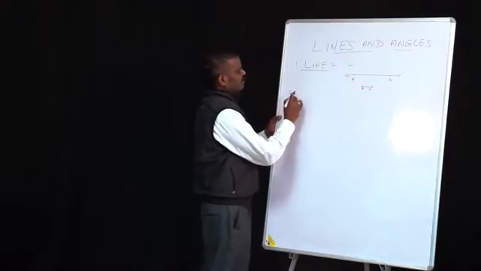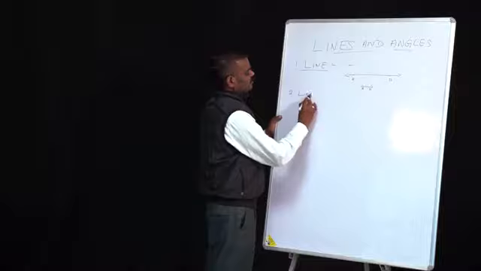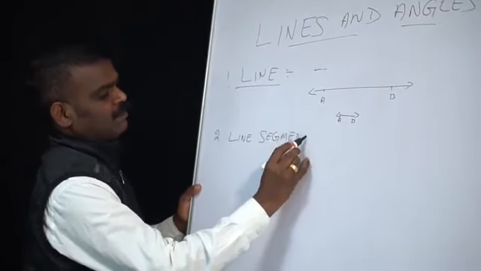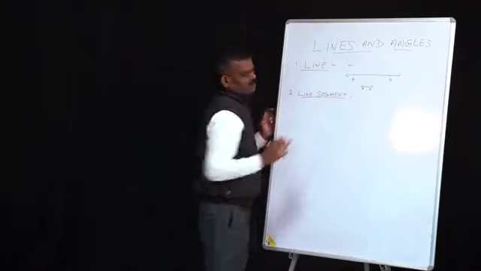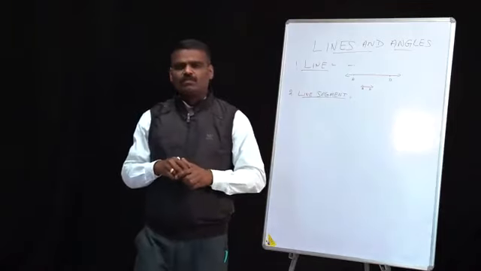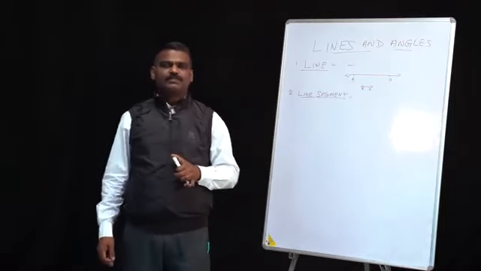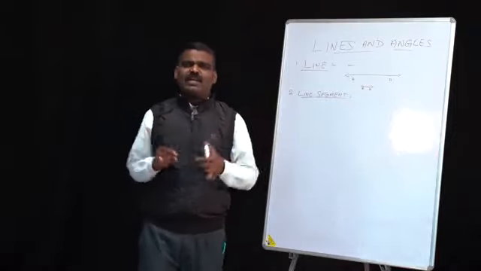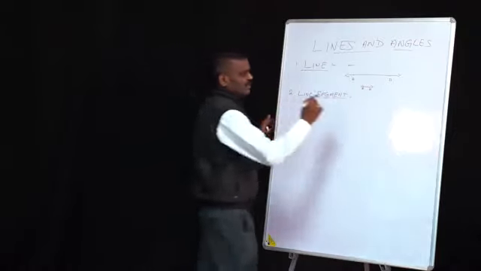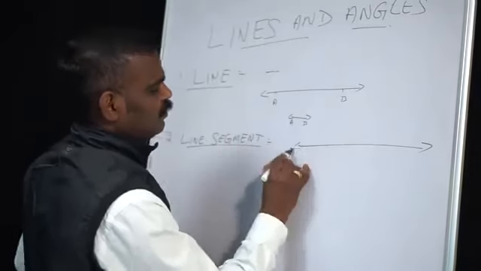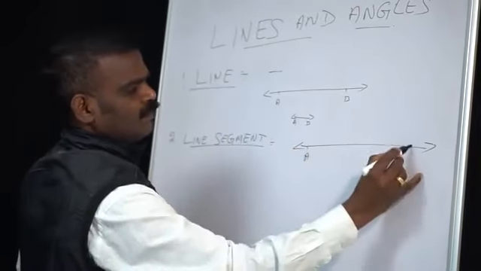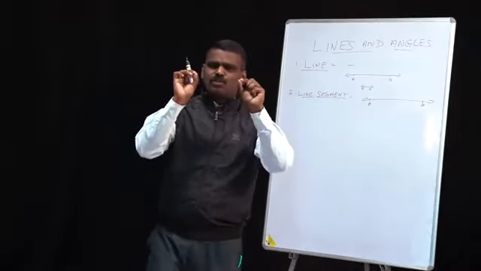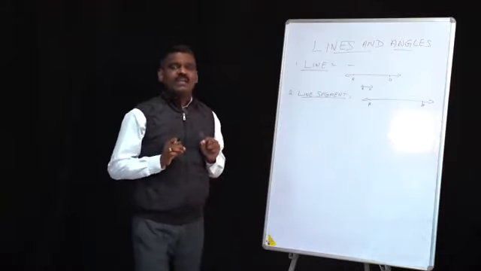Now second point, line segment. What is all about line segment? Line segment is a part of a line. You know a line, AB is a line. A small portion, a small part of a line is called line segment.